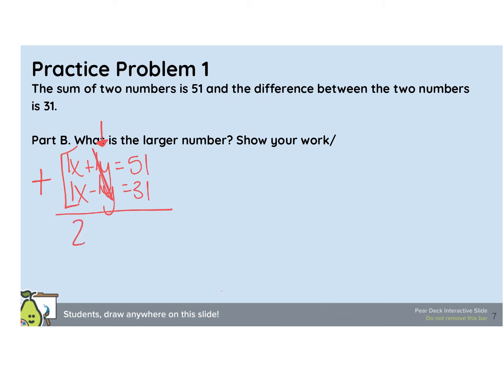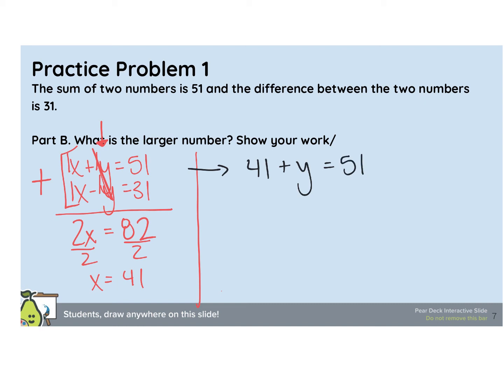1 plus 1 is 2. 51 and 31 is 82. This is a one-step equation. So I divide to get x equals 41. So to figure out y, I'm going to plug it into the first equation. Instead of x, I put 41.